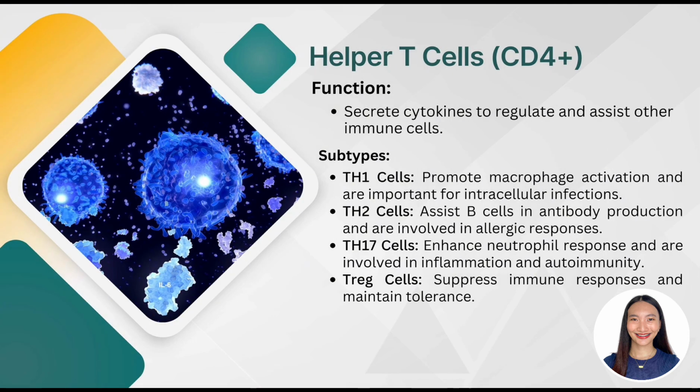Helper T cells, or CD4+, secrete cytokines to regulate and assist other immune cells. There are four subtypes. Th1 cells promote macrophage activation and are important for intracellular infections. Th2 cells assist B cells in antibody production and are involved in allergic responses. Th17 cells enhance neutrophil response and are involved in inflammation and autoimmunity. Treg cells suppress immune responses and maintain tolerance.